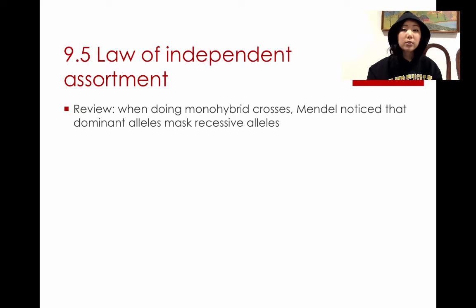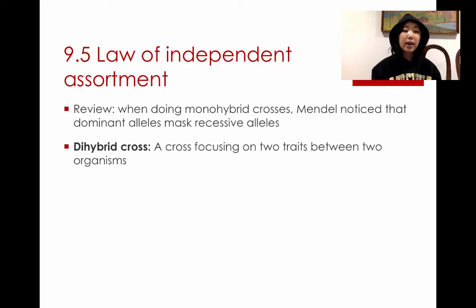So he wanted to understand how traits were inherited, and whether, when one trait is inherited, it affects the way that other traits are inherited. And so he did something called a dihybrid cross. So instead of just looking at one trait like in the monohybrid cross, in a dihybrid cross he looked at two traits.